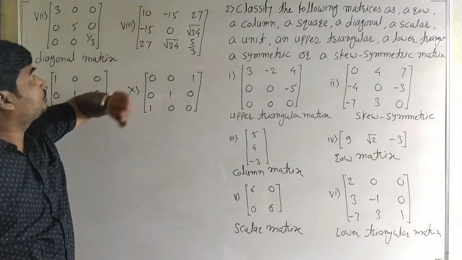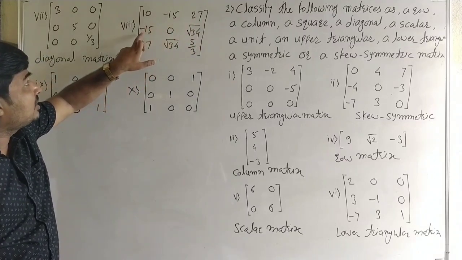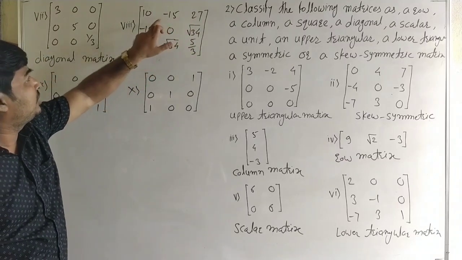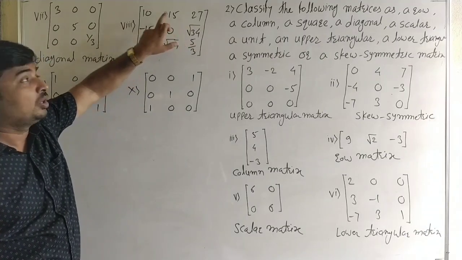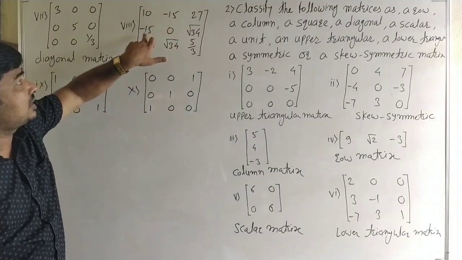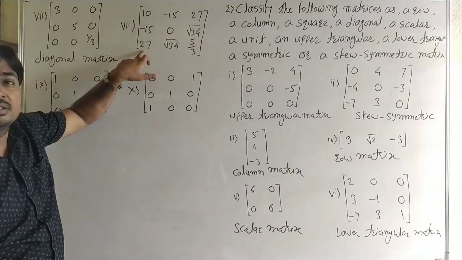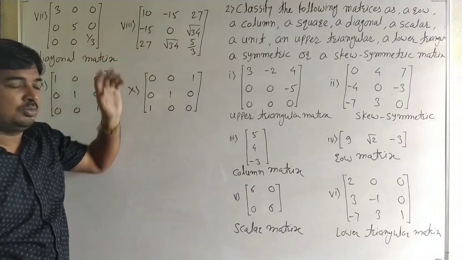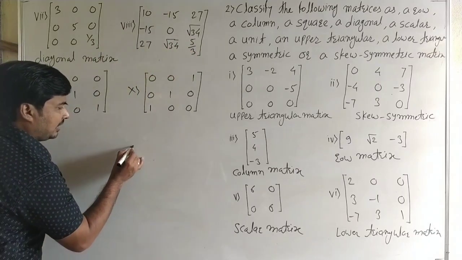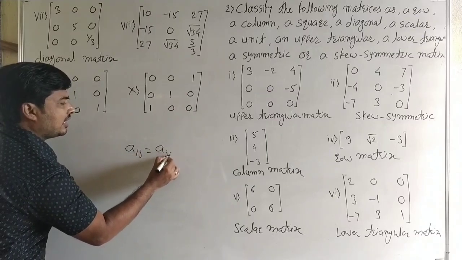Again see carefully. Here it is 10, minus 15, minus 27. Again here it is minus 15. Compare these two elements. Here it is position 1 2 and it is position 2 1. Both elements are the same. It is position 1 3 and it is 3 1, again same. It is 2 3 and it is 3 2, again same. That means it satisfies the condition Aij is equal to Aji.